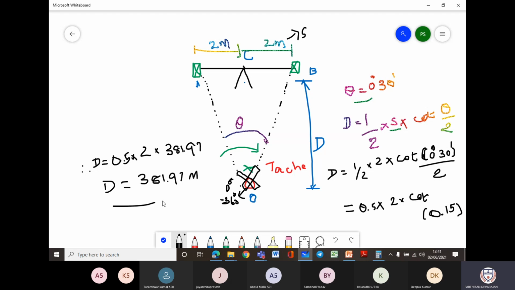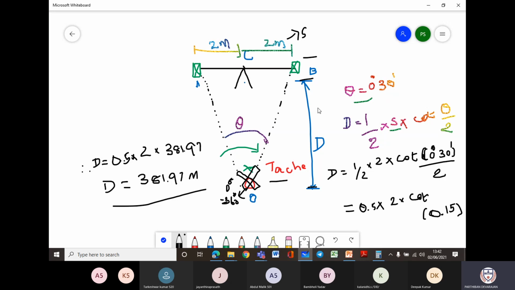Like this way we are finding the distance between the tachometer and the substance bar indirectly. We are not using any tape or any other instrument. Simply using this substance bar method we have found this D value. Is it clear or not? Have you understood? Please kindly reply.